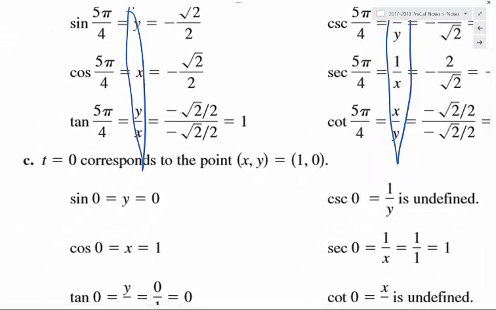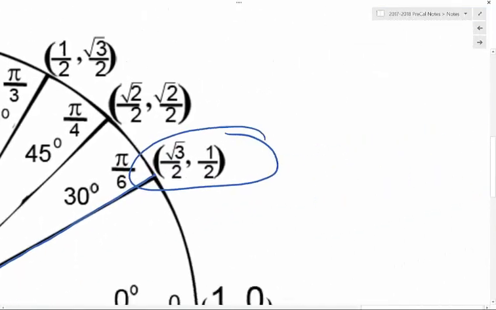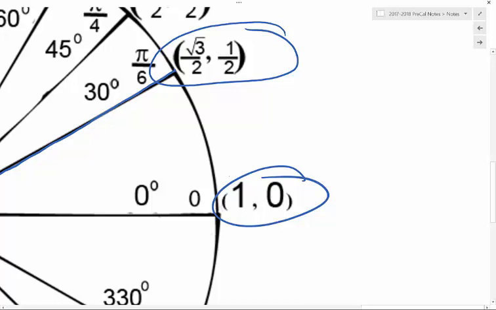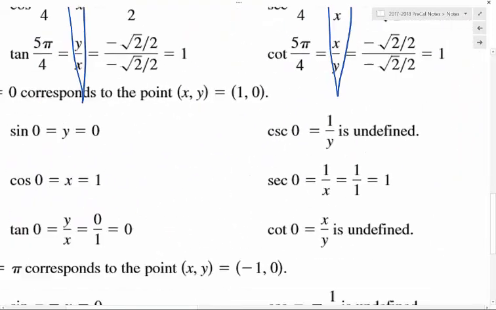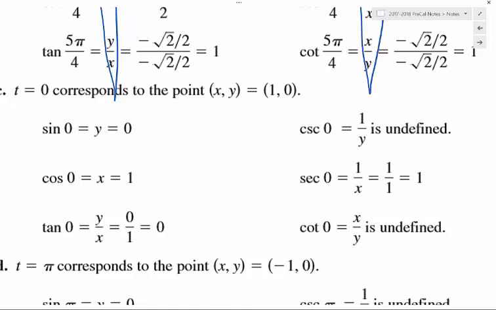Okay, let's see for the value t equals 0. Well, when I go to 0, I get the point 1 comma 0. Step 1, I identified my point. So the y value is 0, the x value is 1. The tangent, y over x, 0 over 1, is 0. The cosecant is undefined. Why? Because 1 over 0 does not exist. The secant is simply the reciprocal, or 1 over 1. It's the reciprocal of the cosine, which is just 1. And the cotangent is undefined. Why? Because you have 1 over 0 once again.